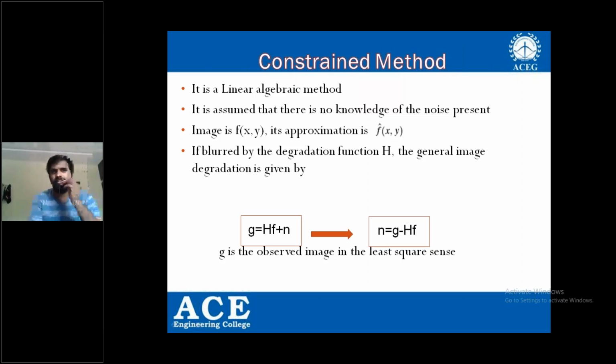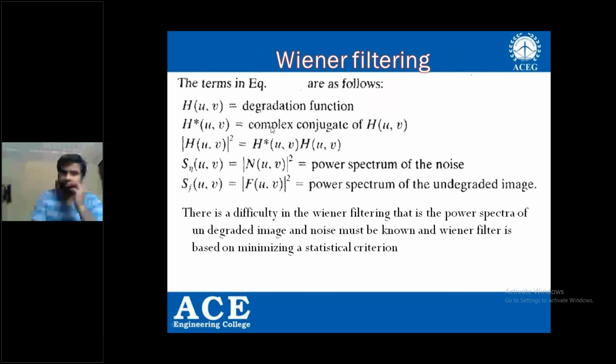So here, what is H of u comma v? Degradation function. H star of u comma v is the complex conjugate, and you know how to find this |H of u comma v| whole square. And what is this estimate S eta of u comma v? Power spectrum of noise, right? Or you can also represent it by the Fourier transform of noise, |N of u comma v| whole square, right? S f of u comma v is the square of this particular F of u comma v. It is the power spectral density of the undegraded image, that is f of x comma y, right?